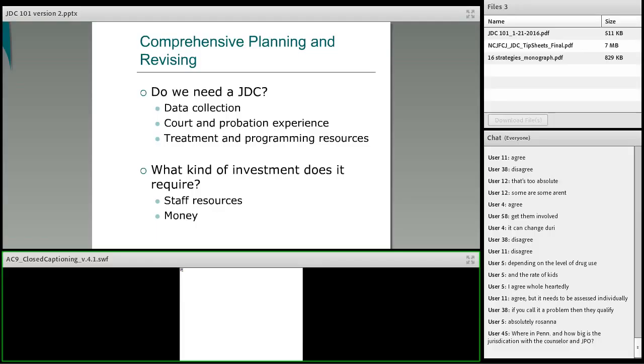Okay, so in Pennsylvania, it's Allegheny County, so that's Pittsburgh, Pennsylvania. So it's a reasonably large jurisdiction. I believe they have 5 JPOs in the unit, and I think 3 counselors that they work with. Don't quote me on that, though.